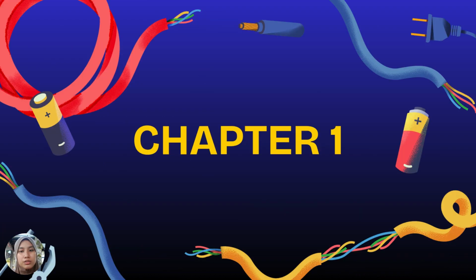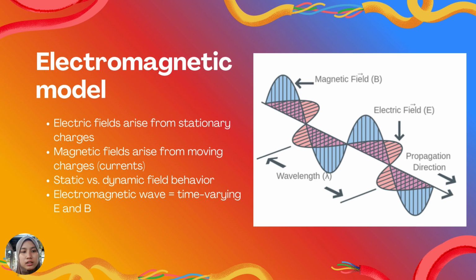Now we go to chapter 1. So chapter 1, we will learn about the electromagnetic model. Electric field originates from stationary charge and magnetic field from moving charge or currents. Static fields remain constant in time. When fields vary with time, they become coupled and propagate as EM waves.